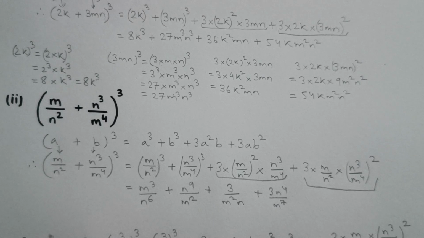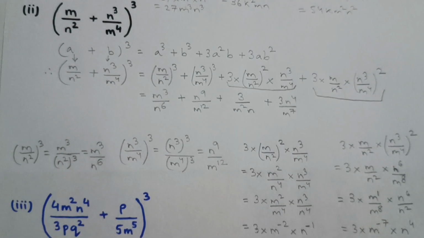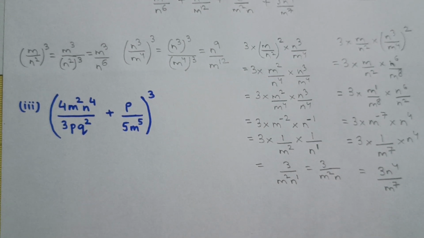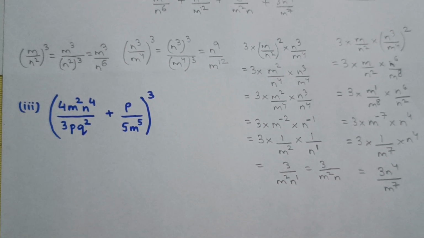So when we expand (m upon n square plus n cube upon m to the power 4) whole cube, we get m cube upon n to the power 6 plus n to the power 9 upon m to the power 12 plus 3 upon m square n plus 3 n to the power 4 upon m to the power 7. And now let us go to the last question, which we will do a bit fast, because by now you know the procedure to solve such kind of questions.